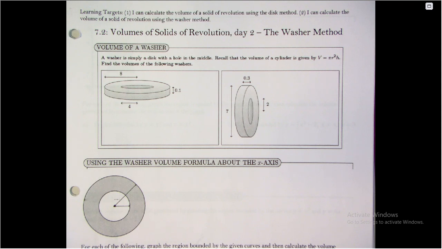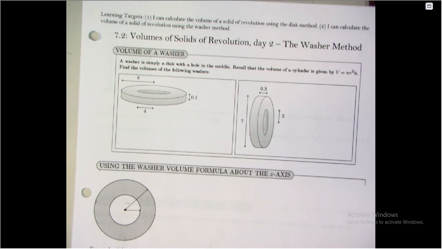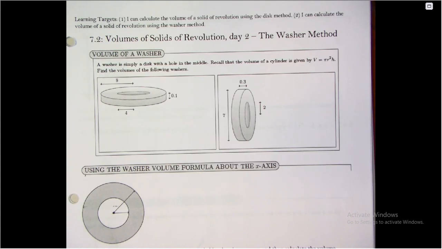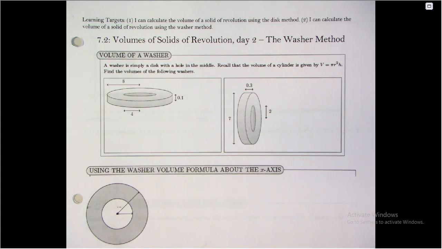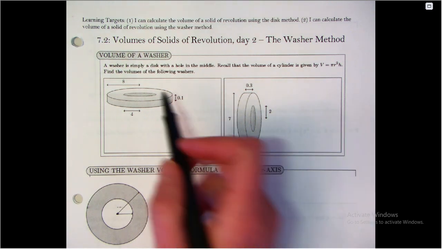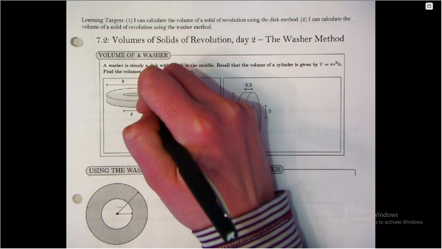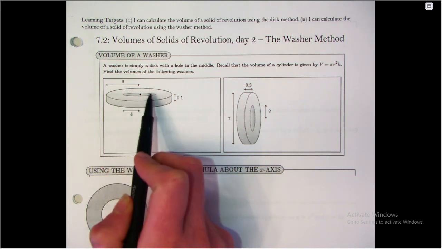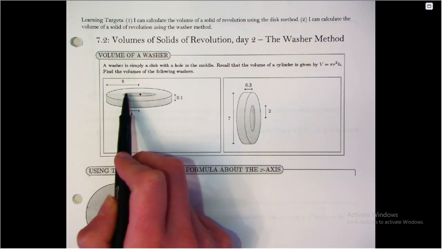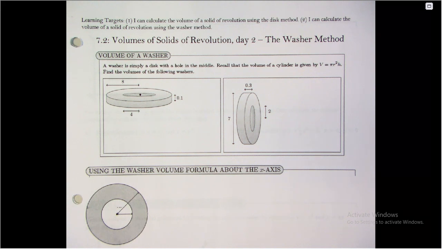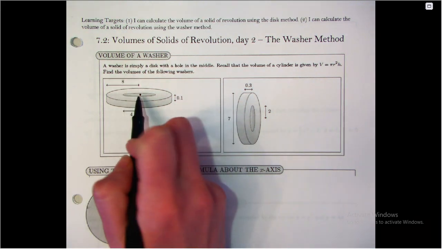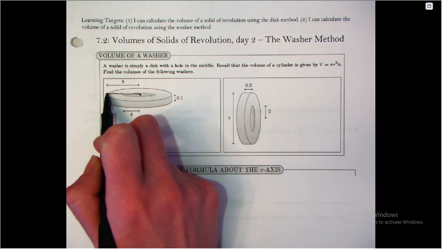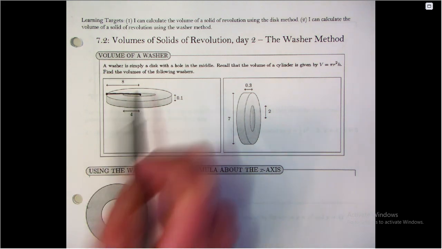When you're talking about a washer, typically you'll talk about two radii. You've got an outer radius and an inner radius. And so I can think about the center of the washer as being both the center of the outer circle and the center of that empty hole in the middle. We would calculate first the volume as if there was no hole there.